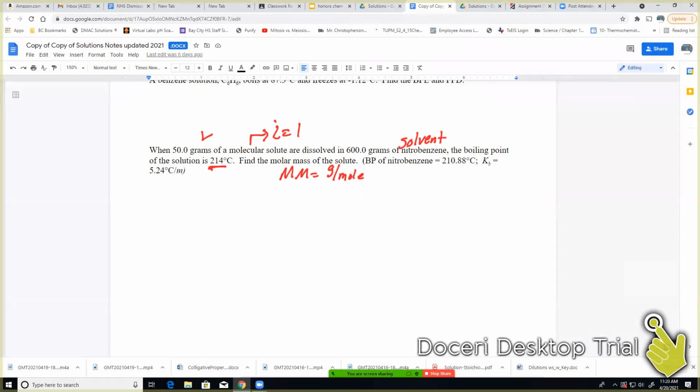Okay, so I have my original boiling point and I have my new boiling point. So I can find out what my delta T of boiling is. So I'm going to take the absolute value of 214 degrees Celsius minus 210.88 degrees Celsius.